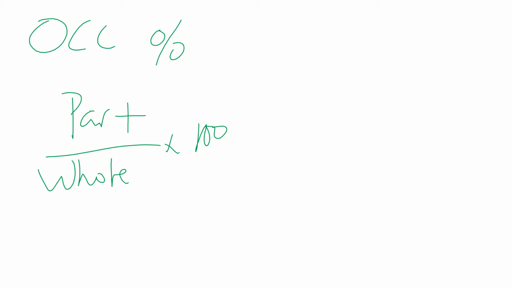Okay? So in this case, what is our whole when we talk about our rooms? 35. We have 35 rooms total to sell. Your part is how many rooms you actually sold. So Sandra sold 28 rooms. So 28 divided by 35 is 0.8. And then this is where that times 100 comes in.